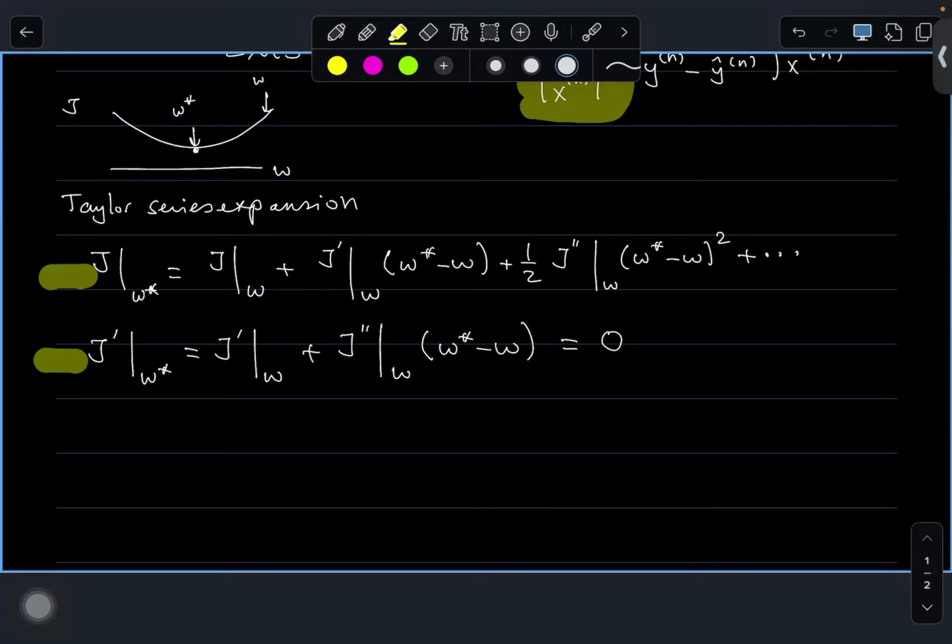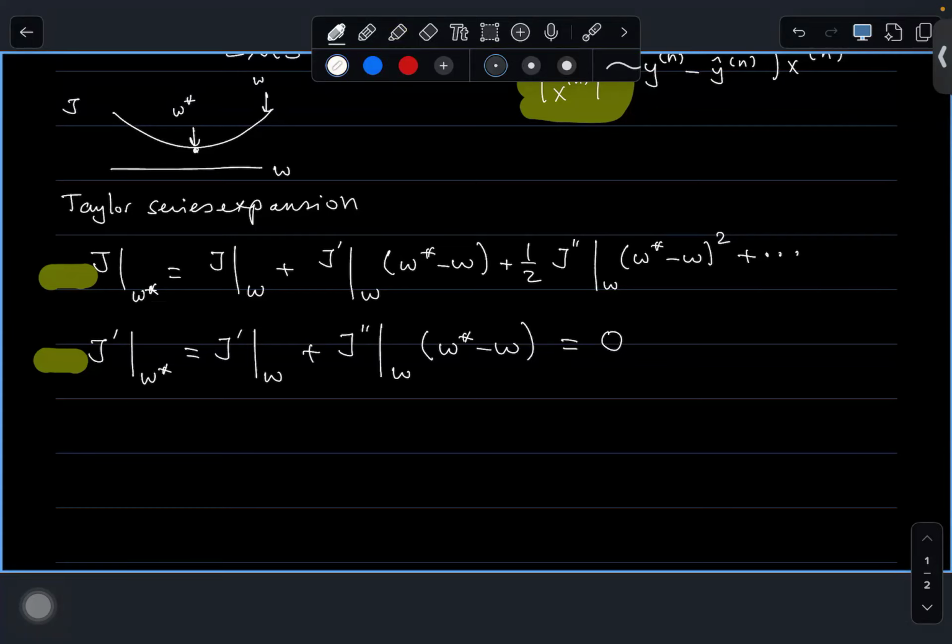So I can do it for the function J, I can do it for function J prime. Does that make sense so far? It's a quadratic function in this case, so I don't have anything above the second derivative. Everything else is 0. Okay, so why is this useful? Why is it useful for me to do this?